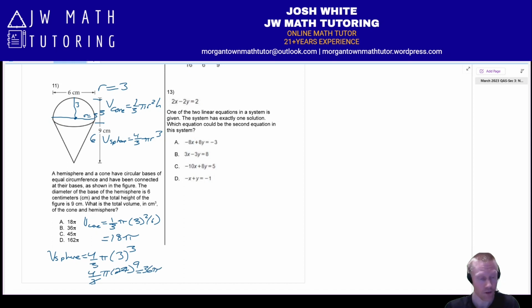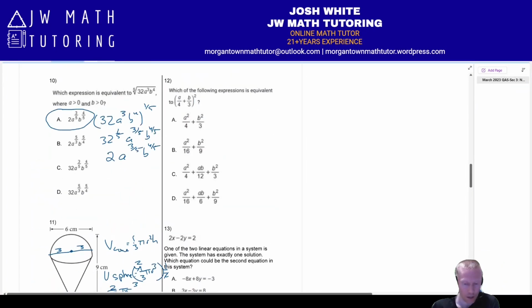But again, remember, that's for the entire sphere, okay? That is not for half of a sphere. So now we have to take that and divide it by 2 to get 18 pi, which will be the volume for just the hemisphere on top. So total volume of both things together, we've got 18 pi for the cone plus 18 pi for the hemisphere, 36 pi. The correct answer will be letter B.